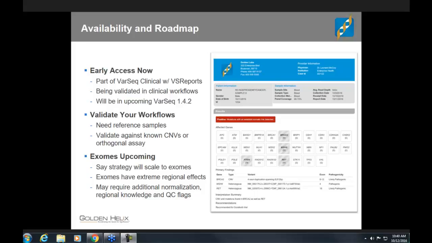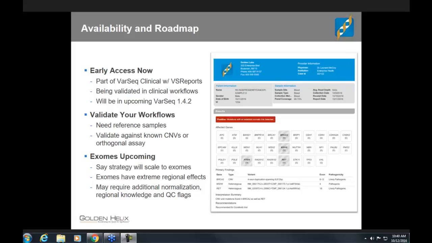We think that this robustness of being able to include multiple metrics does scale and does work outside of just the gene panel that we presented here today. But of course, like anything, it needs to be battle tested, etc. So when we are done with that early access, we're going to be shipping this in our next version of VARSeq 142. And it's going to be part of our VARSeq clinical package.